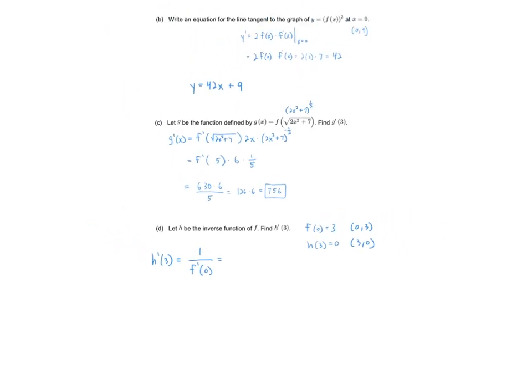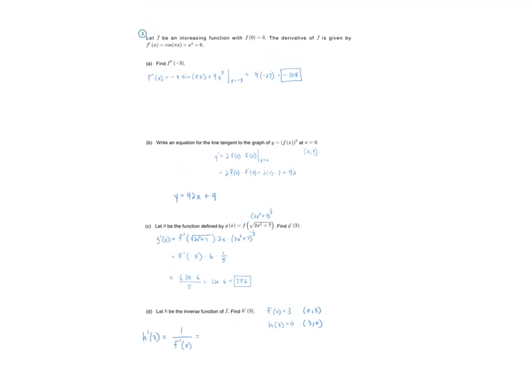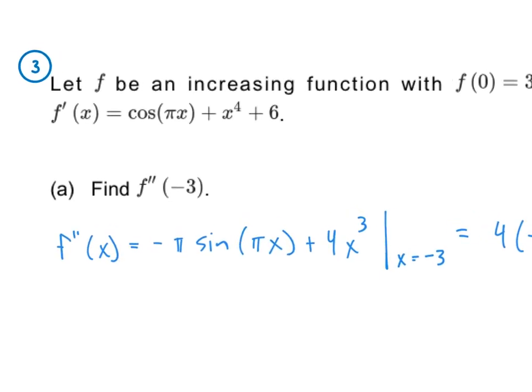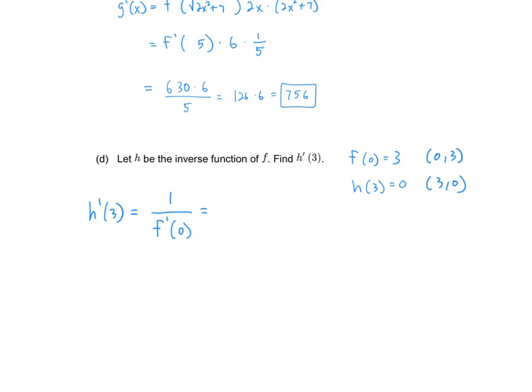Did we already find f prime of 0? No. Okay, so f prime of 0 we can look up here. Cosine 0 is 1 plus 6, so that's 7. So that'll really be 1 over 7. That's it.